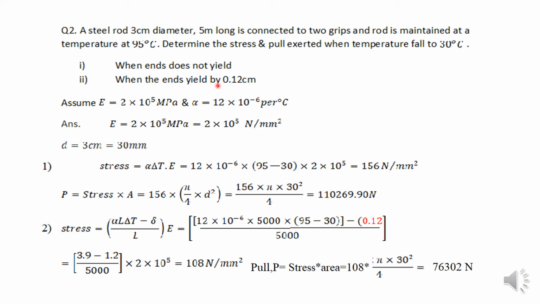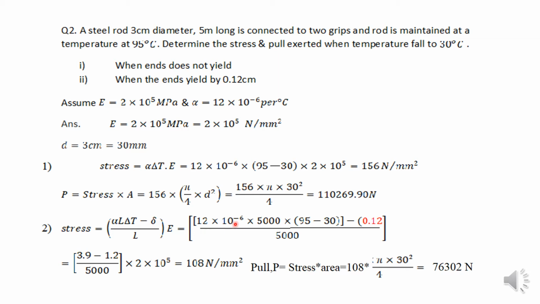Now stress when the ends yield by 0.12 centimeter. So we have to consider this much yield from the contraction. So what about the contraction, which is alpha L delta T? That's an expansion or contraction when the temperature rises or falls. So that much value of yielding should be subtracted from this contraction.